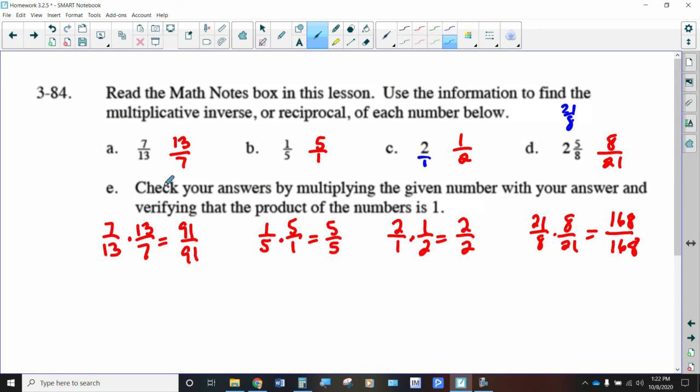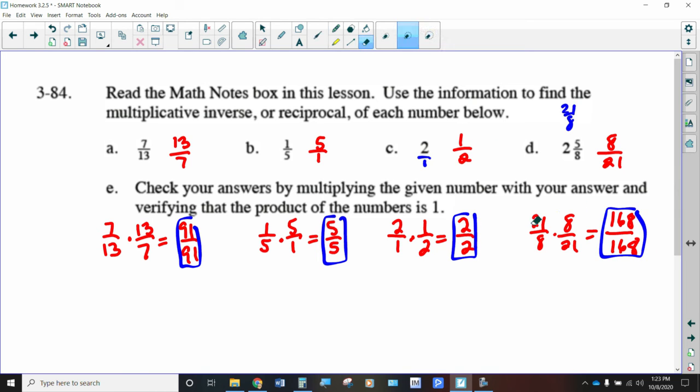So remember, when you multiply two numbers that are reciprocals together, you get a giant 1 for your answer every single time. If you don't get a giant 1, you have not identified the reciprocal. So all of those work.